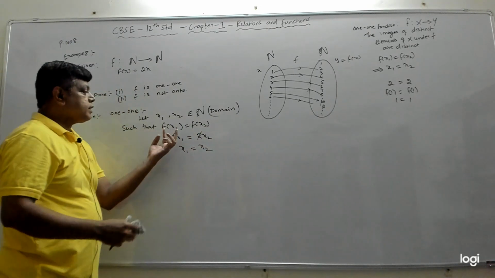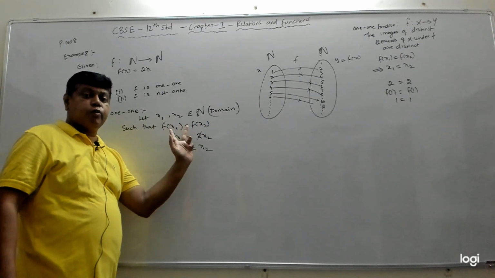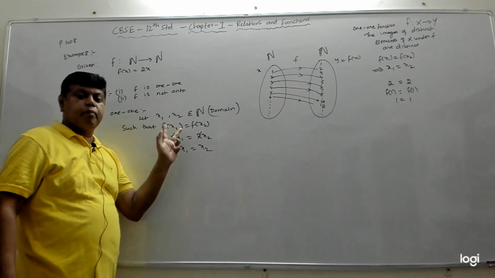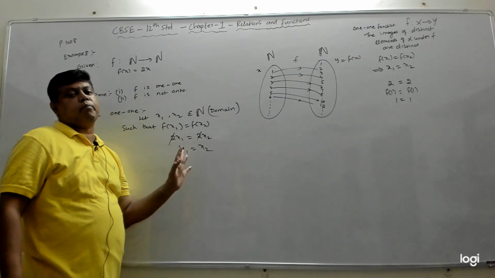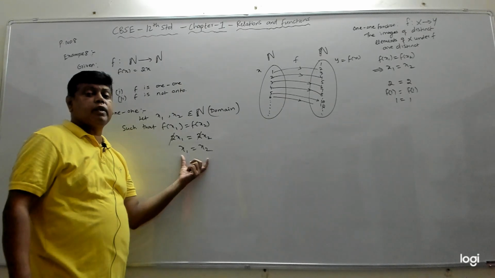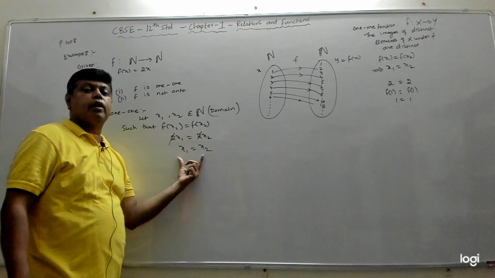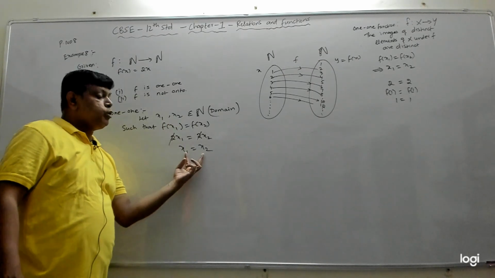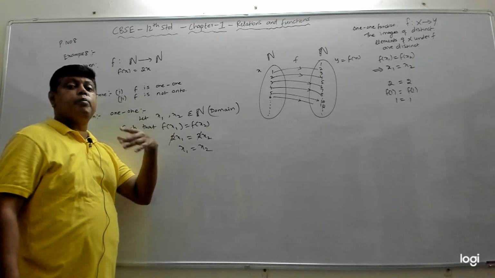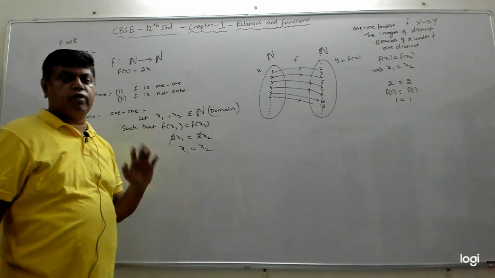So when the images are the same, f of x1 is an image, f of x2 is an image. If the images of two numbers are the same, then we have to show that the number itself is the same. If the numbers are different, suppose x1 and x2 are different, which means two different elements have the same image. When two different elements have the same image, then it becomes many to one. It becomes a many to one function, or it is not a one to one function.